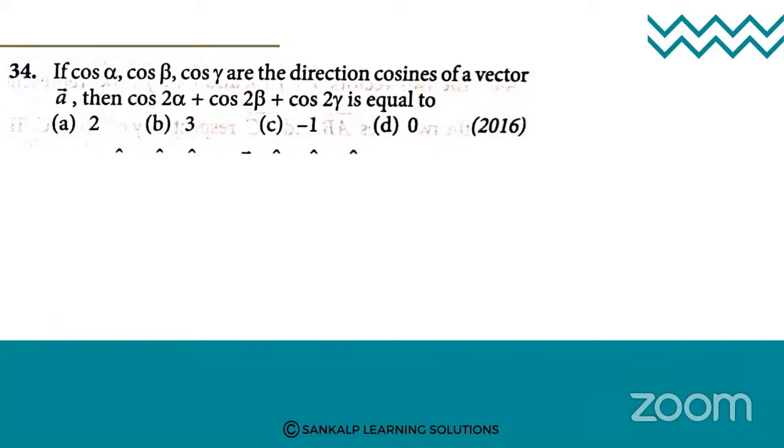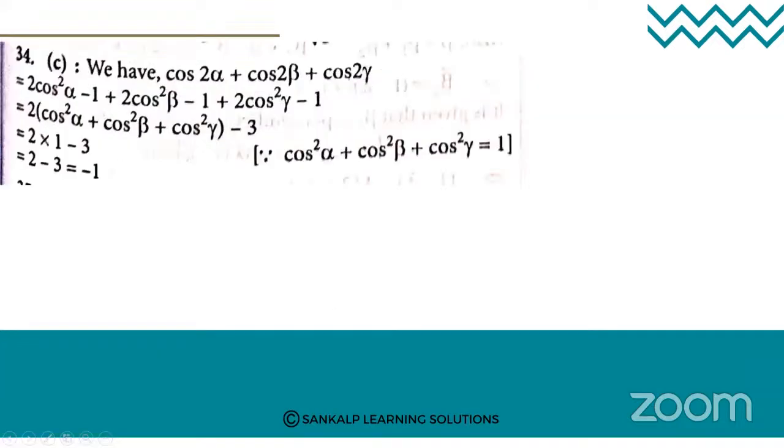Okay, they are the direction cosines. So using that we need to find the value of cos 2 alpha, cos 2 beta, and cos 2 gamma. From the trigonometry part we can use the formula for cos 2 theta. Cos 2 theta is equal to what? 2 cos square alpha minus 1. So cos 2 alpha will be equal to 2 cos square alpha minus 1. Similarly, we can write the formula for cos 2 beta and cos 2 gamma.